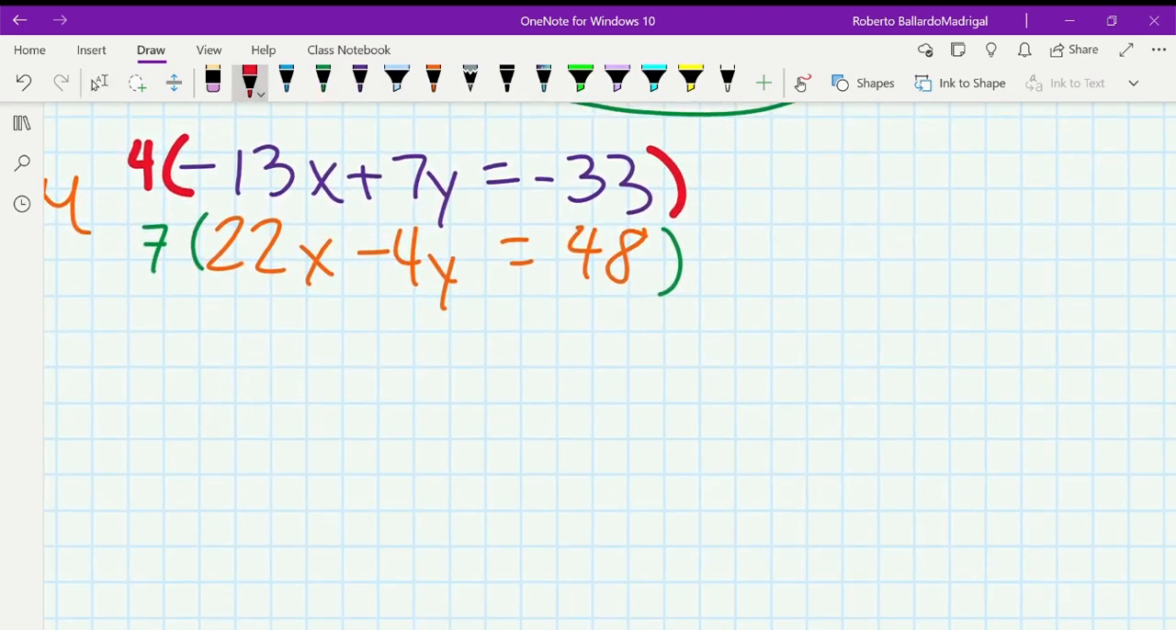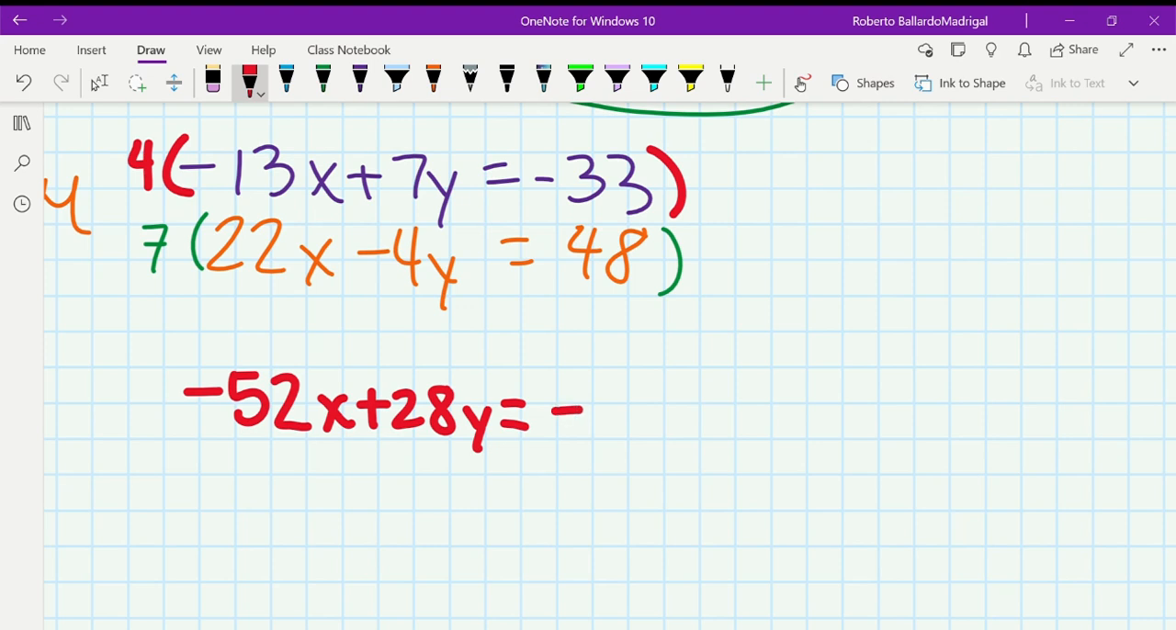We're almost finished. 4 and negative 13 makes negative 52. 4 and 7 makes 28. 4 and 33. Use a calculator. When you have the answer for 33 times 4, raise your hand so I can get it. 132. Good. Negative 132.